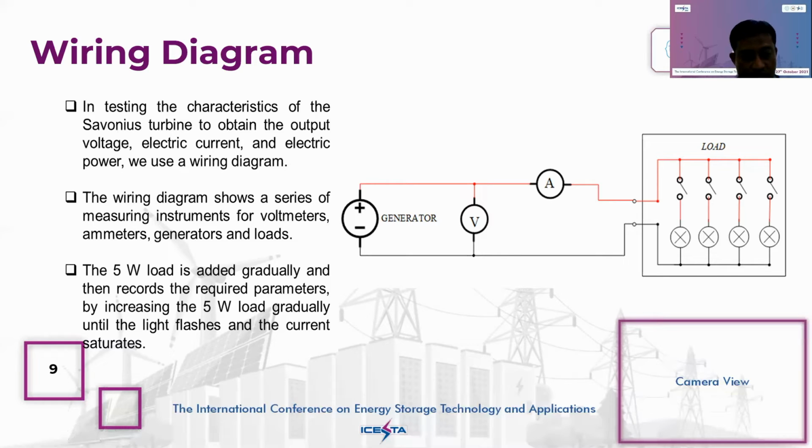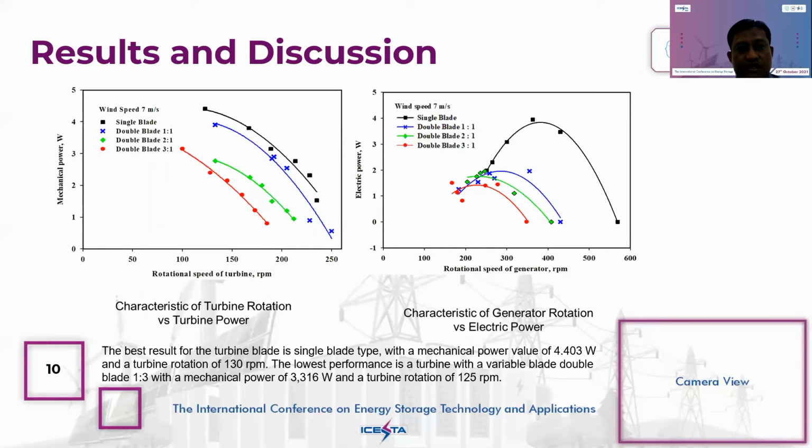We add a 5-watt load gradually and record the required parameters, increasing the 5-watt load gradually until the light flashes and the current is saturated in this testing, and we collect my data. This is the results and discussion.